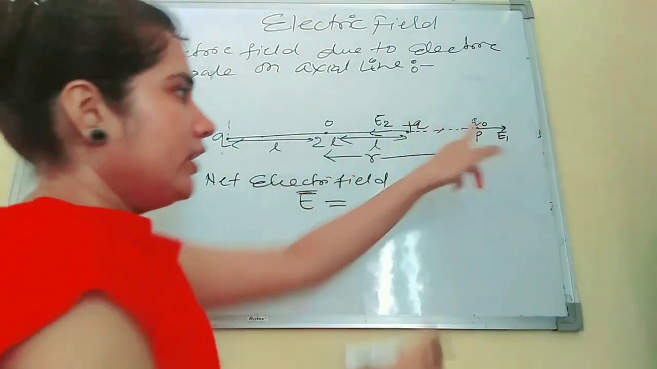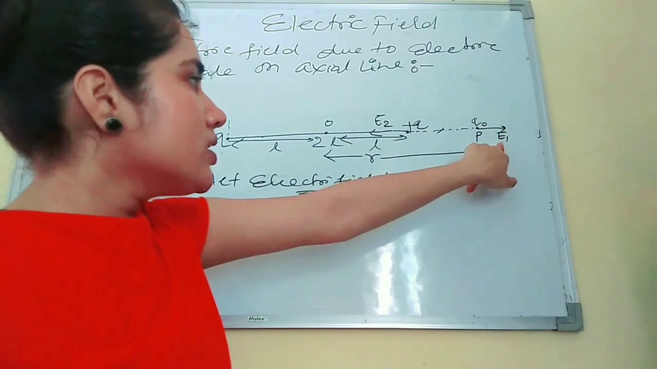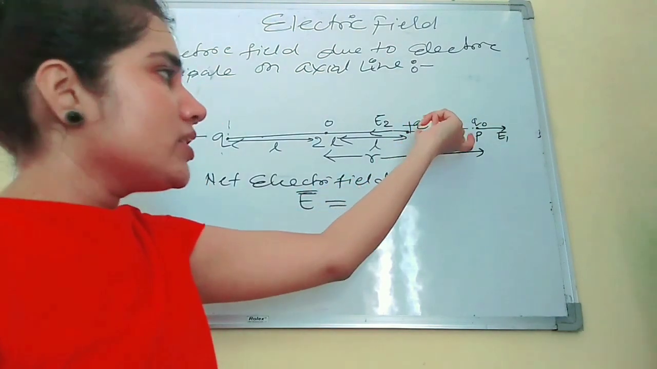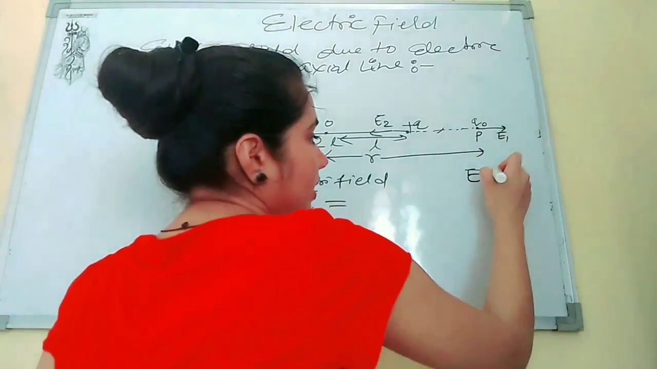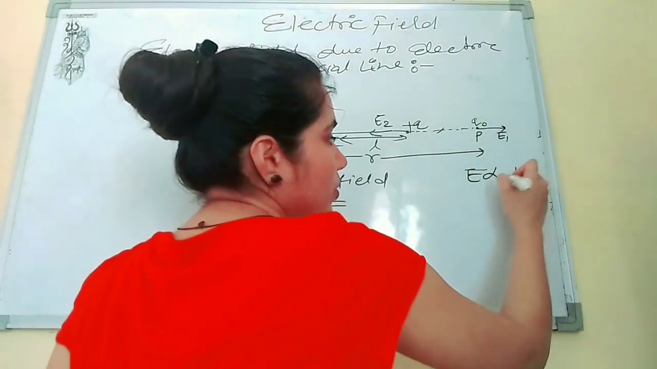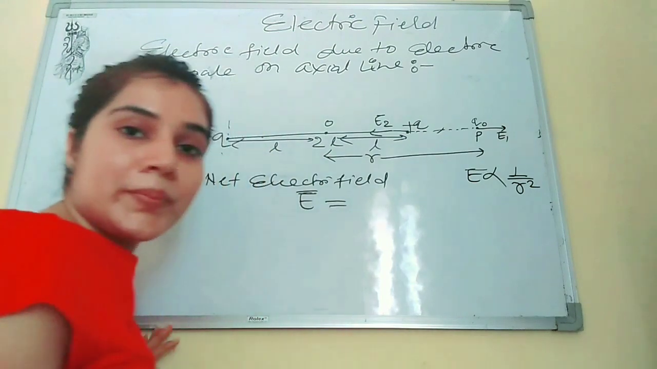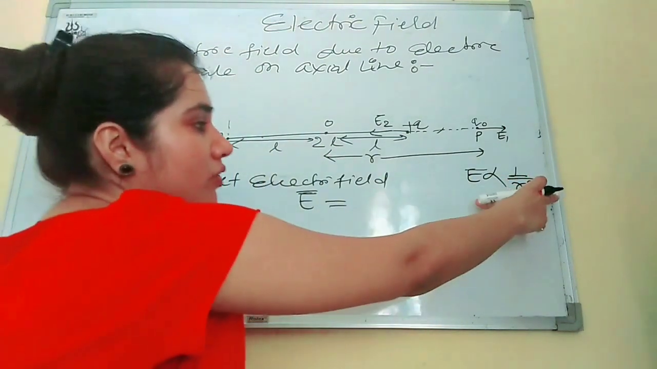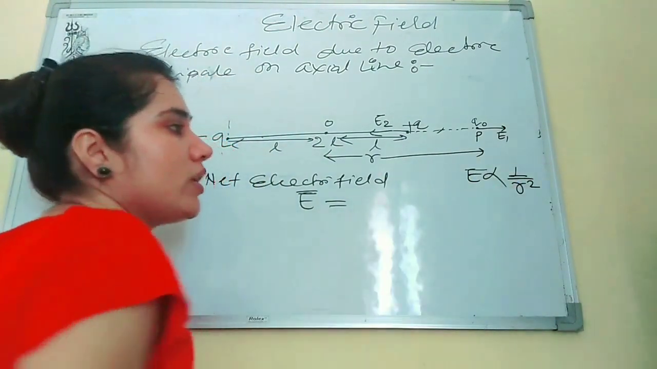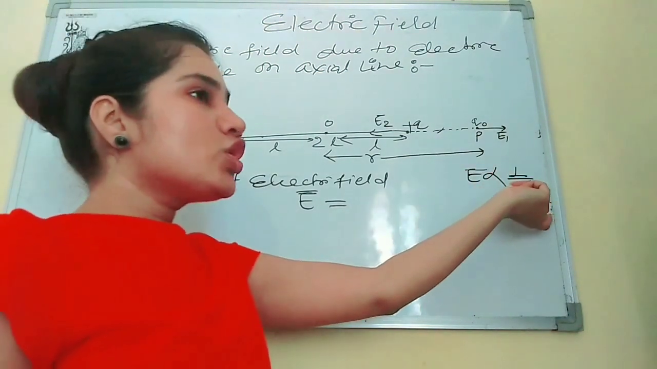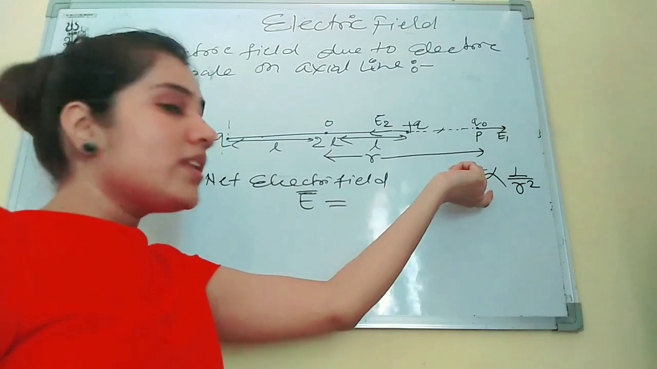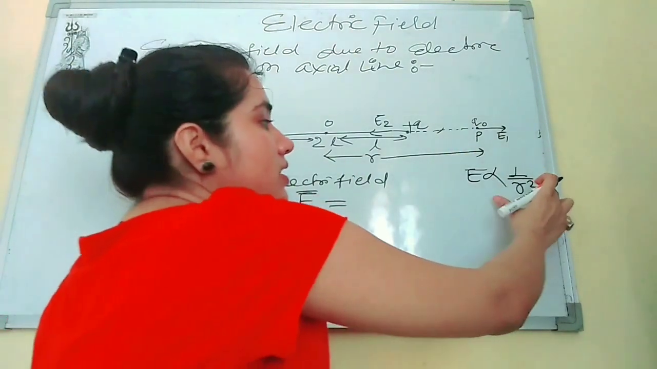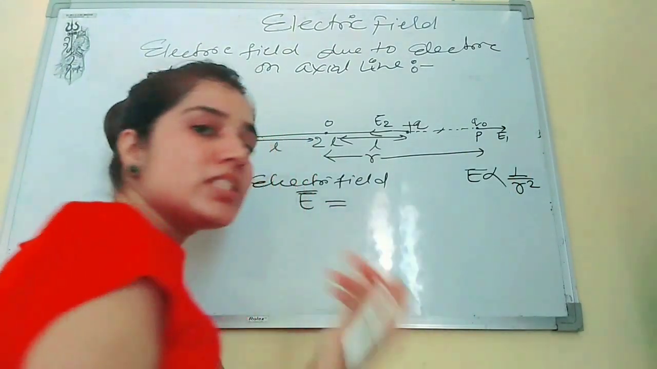Now if we look at E1, the distance from both charges matters, and we know the relation that E is inversely proportional to 1 by r square. E is always inversely proportional to 1 by r square. So if the distance is short, then E will be more, it has a large value. If the distance is large, then E has a smaller value.